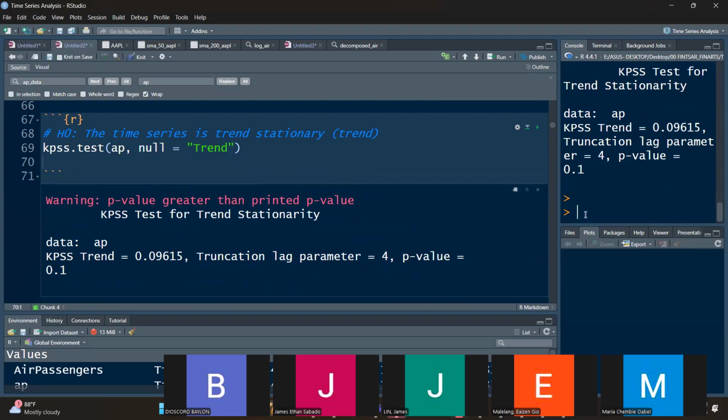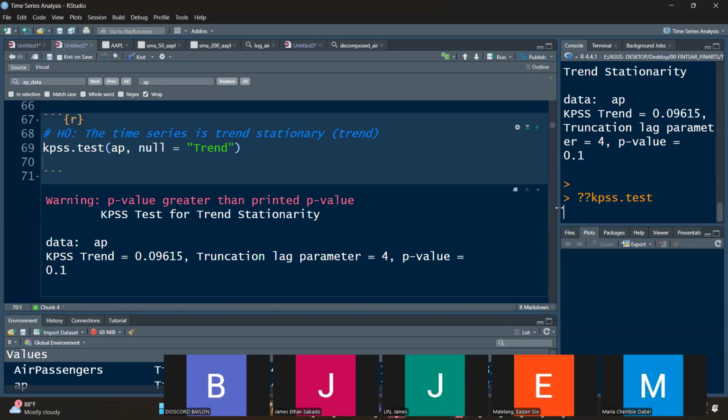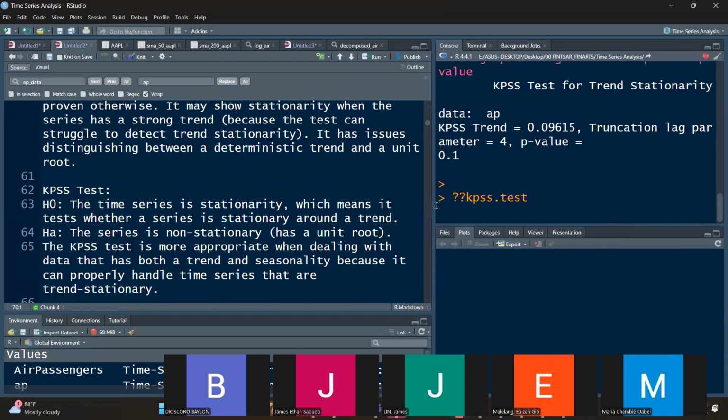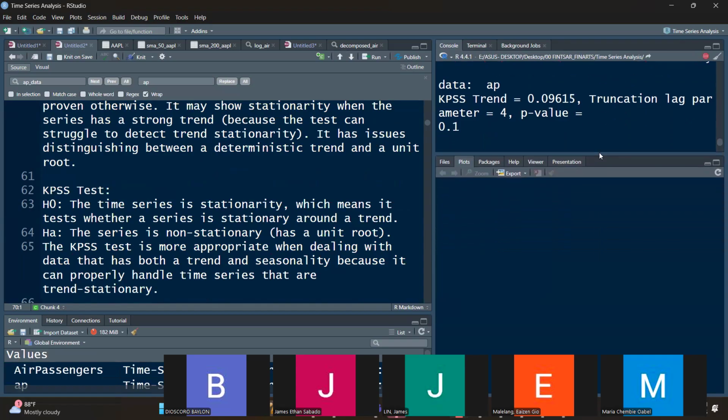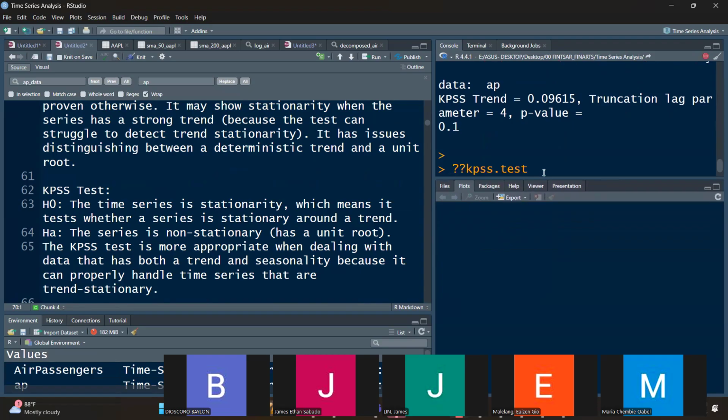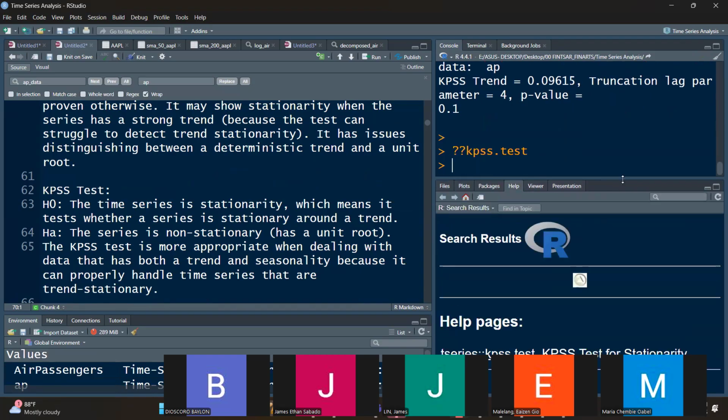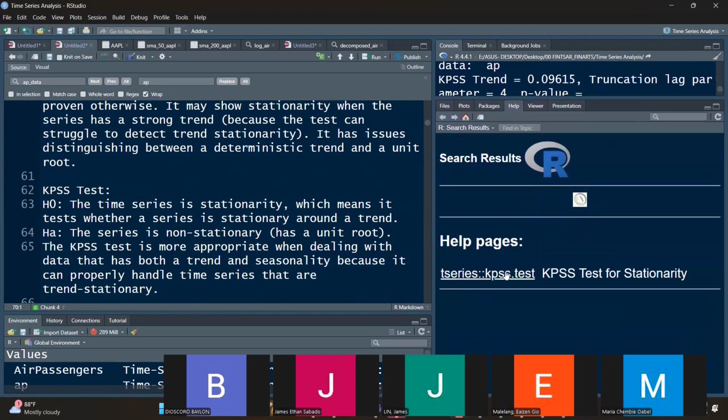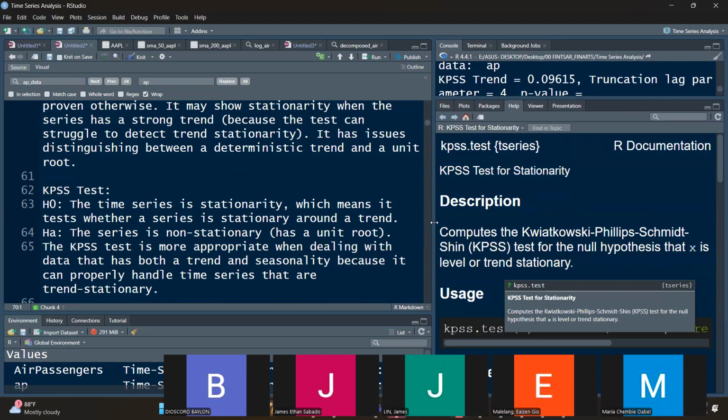In fact, let's check the syntax of the KPSS test. I hope you got that. The null hypothesis is saying that there is a trend, but it is stationary in that trend. I'm waiting for the help function here. My computer is very slow.